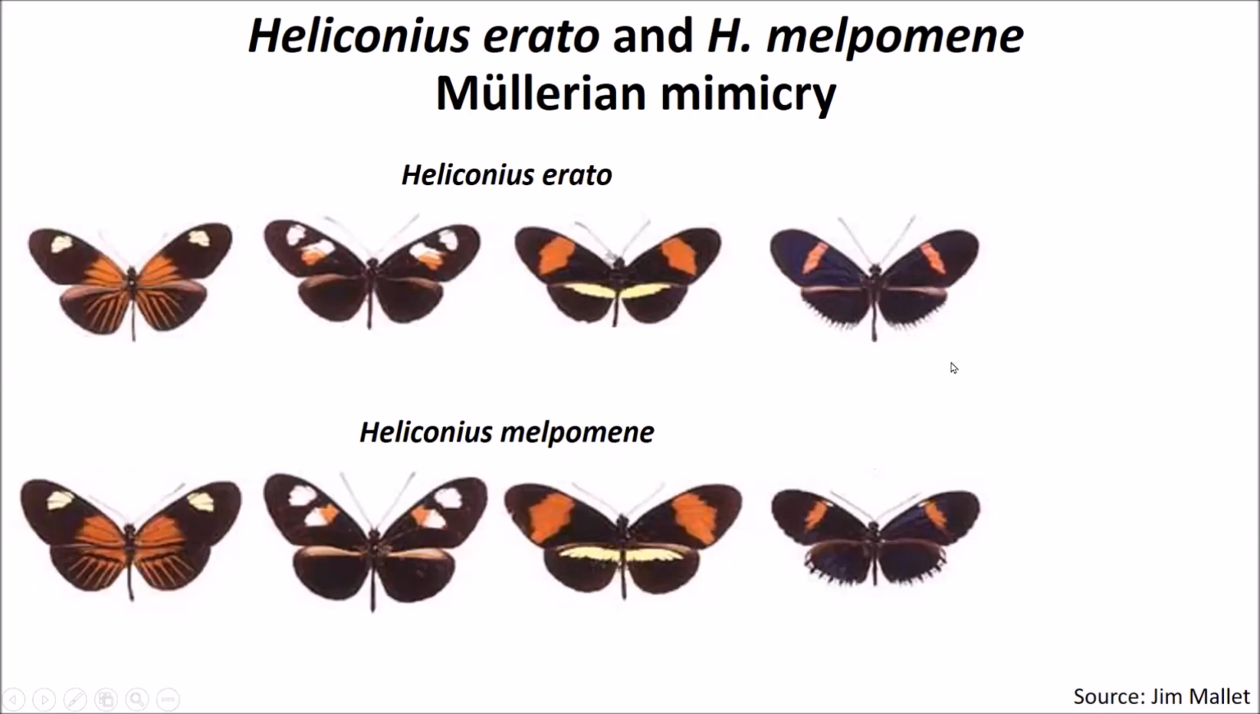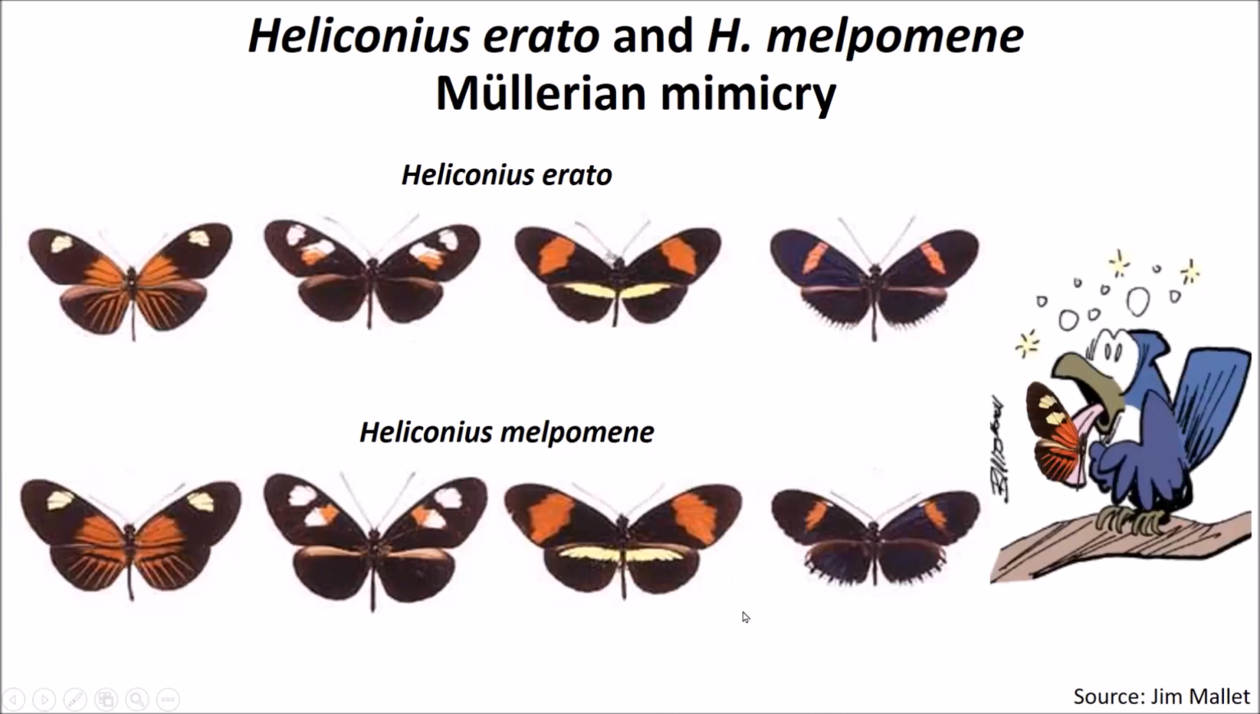This is a very interesting group of butterflies because the different species show very strong Müllerian mimicry. So this is one species here, Heliconius erato, and Heliconius melpomene is another species. And wherever they co-occur, they look very similar to each other. So for instance, this is the phenotype you see high up in the Andes in Ecuador. And if you go to the lowlands, they look more like this.